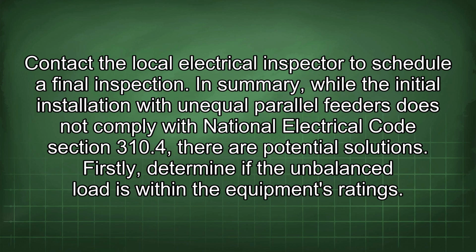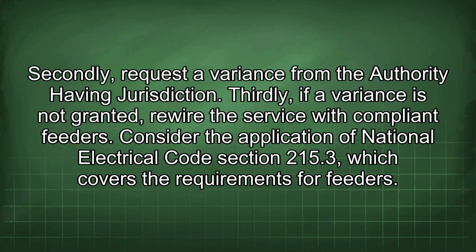In summary, while the initial installation with unequal parallel feeders does not comply with National Electrical Code Section 310.4, there are potential solutions. Firstly, determine if the unbalanced load is within the equipment's ratings. Secondly, request a variance from the authority having jurisdiction. Thirdly, if a variance is not granted, rewire the service with compliant feeders.